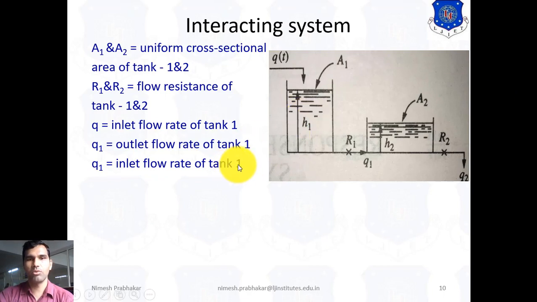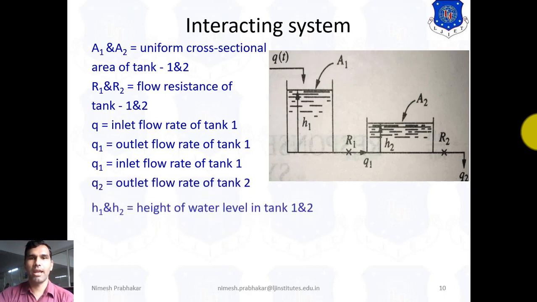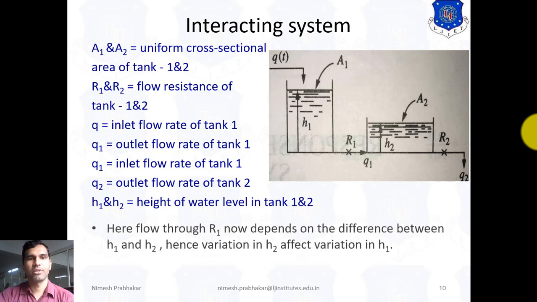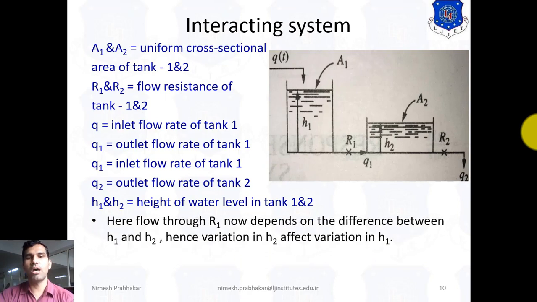Here consider tank 2. And Q2 is the outlet flow of tank 2. And H1 and H2 are respectively the height of the water level inside tank 1 and tank 2. So here the flow through R1 depends on the difference between H1 and H2. That means the flow through R1 depends on H1 and H2, hence the variation in H2 affects the variation in H1, because we know this is the interacting system.